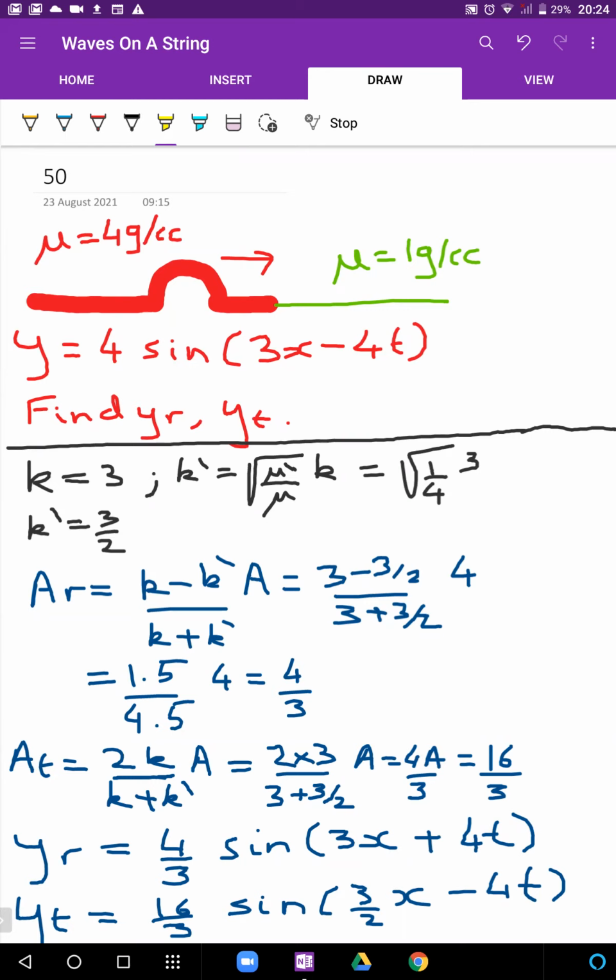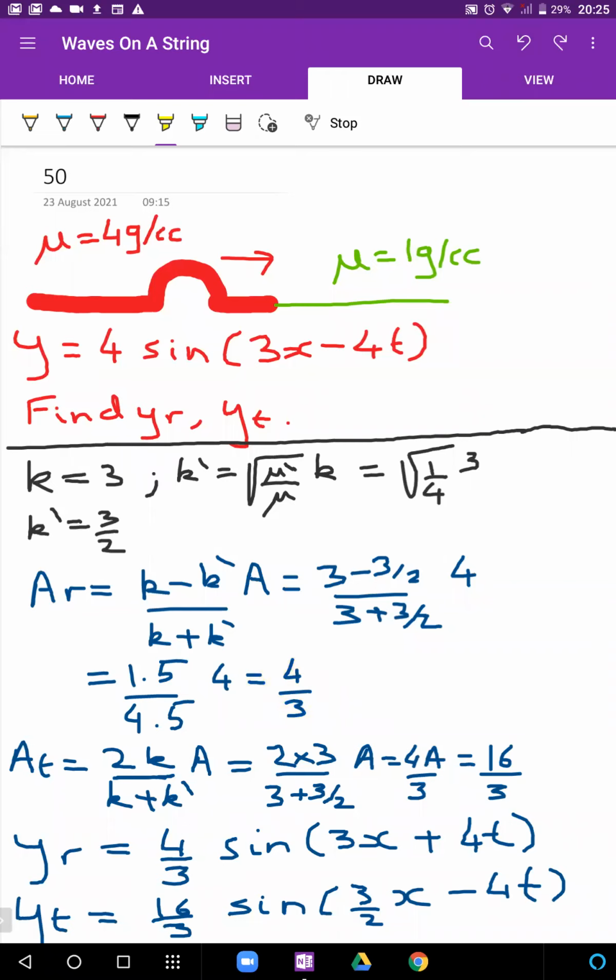So AR is 4 by 3. AT is 2k upon k plus k dash into a. K is 3, k dash is 3 by 2. So 2 into 3 upon 3 plus 3 by 2, 6 by 4.5 times a. Okay, that's 4 by 3 times 4. So 16 by 3. So AT is 16 by 3. Okay, you don't need to think about whether a minus sign and all should come. The formula takes care of whether a minus sign should come or not. Okay, यहाँ पे no minus sign means no inversion in the reflected pulse.